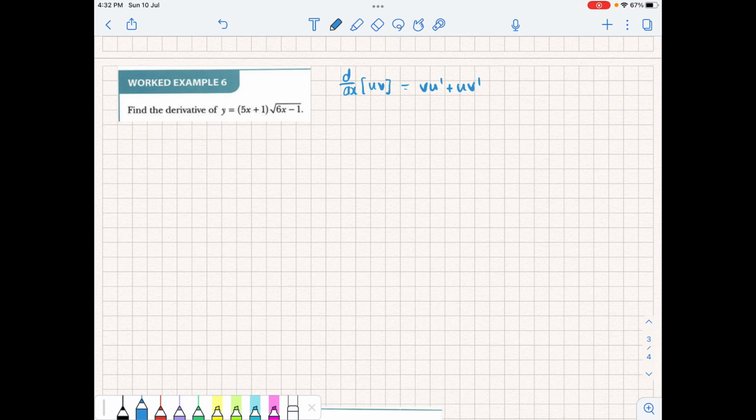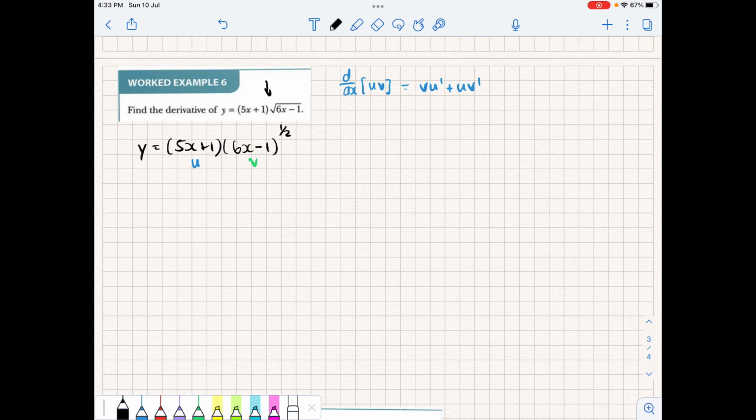All right, so if we have a look at an example here, I need to change this equation into something I can differentiate. So I'm going to call it y equal to 5x plus 1, and the other one is going to be 6x minus 1 to the power of a half. So I need to change that square root. Now, very important, I need to call one function u and the other function v, because that helps me keep track of the order.